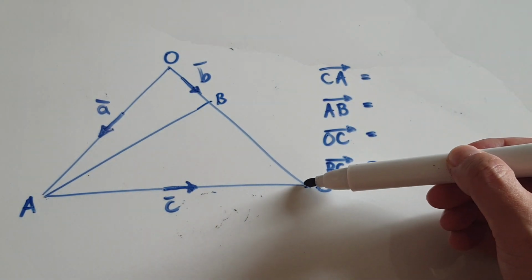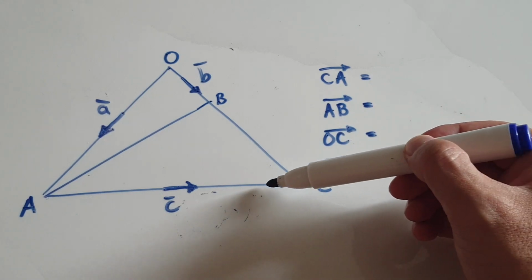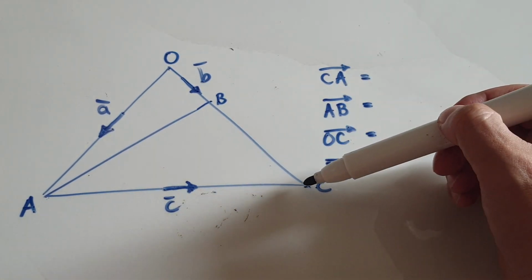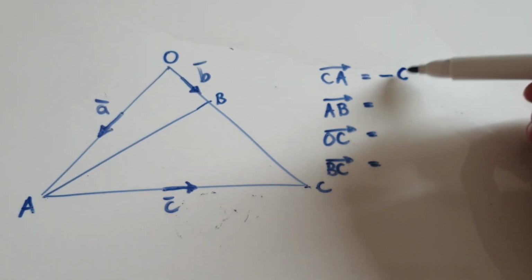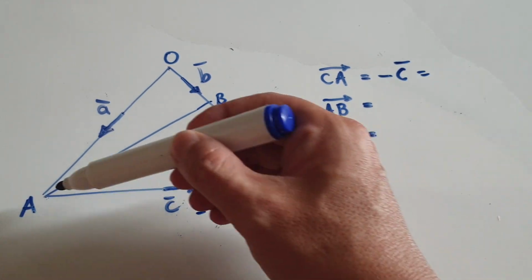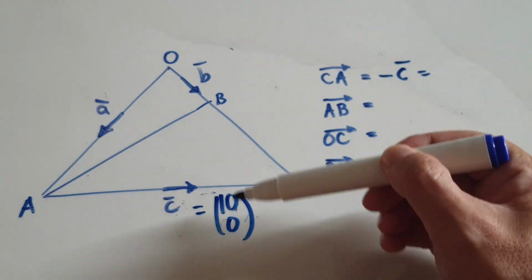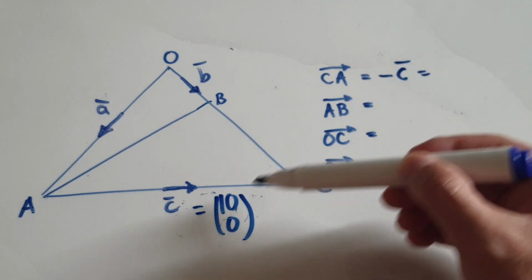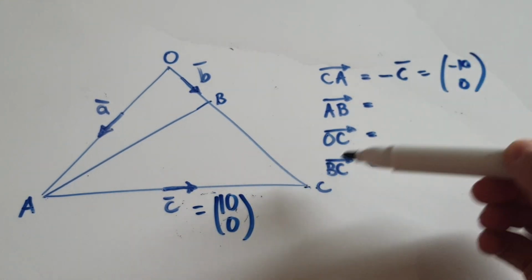So imagine you're standing here. How would you get from C to A? You would move backwards in the direction of vector C. So to get from here to here, you would go in the opposite direction of vector C. Earlier we imagined it as the movement 10 across, 0 up or down. So what this means would be the negative version of this. So you can see that's true here.